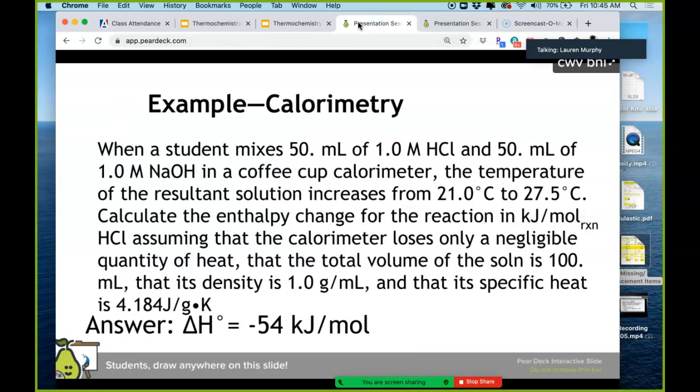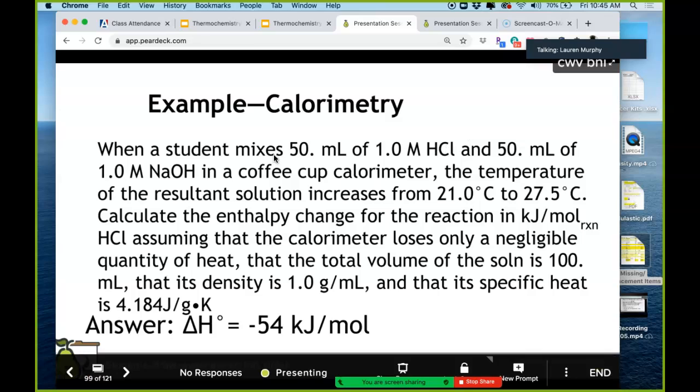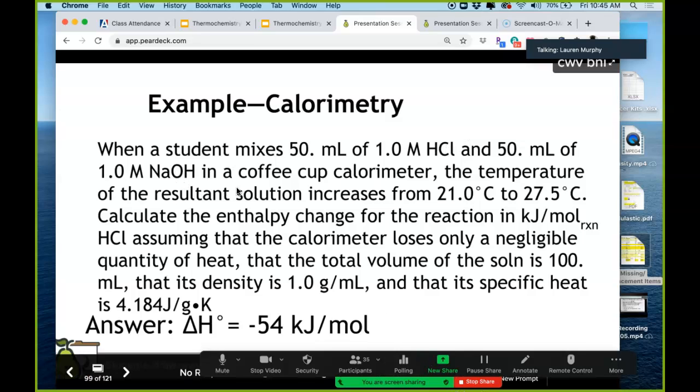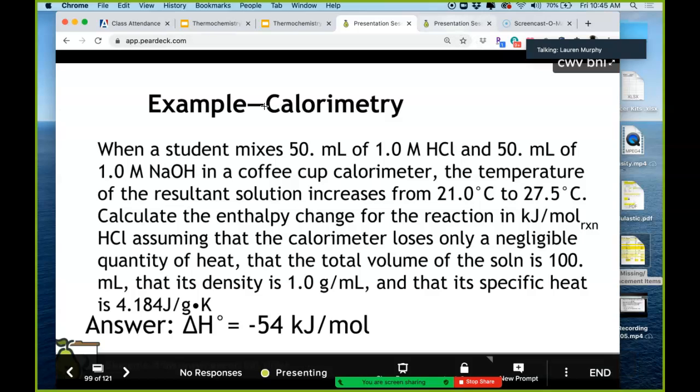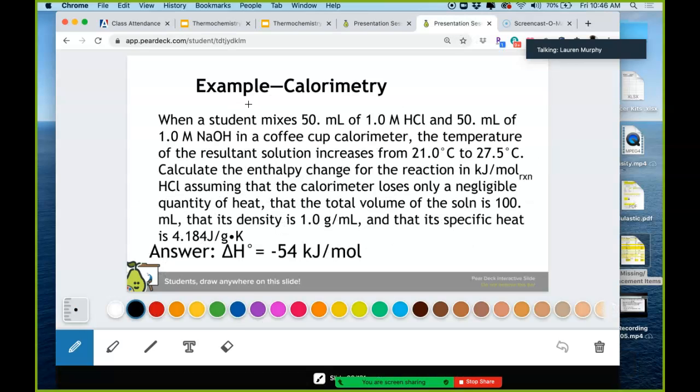All right, so a student is mixing hydrochloric acid and sodium hydroxide. So this is an acid-base reaction, aka neutralization. So I'm gonna just write it out. HCl reacting with sodium hydroxide makes sodium chloride and water: acid, base, salt, water. Everything is 1 to 1 to 1. So boring. Well, nice, but boring.